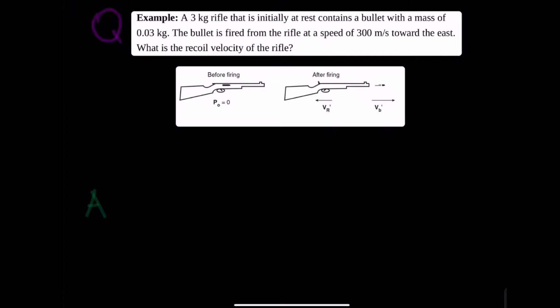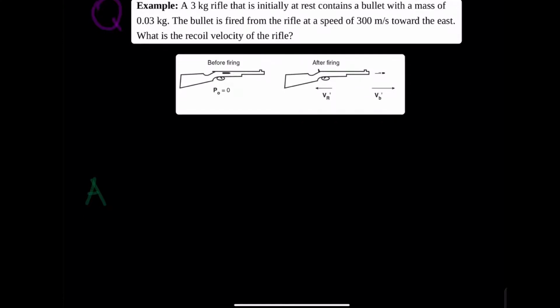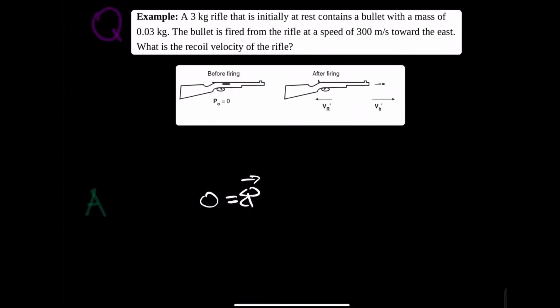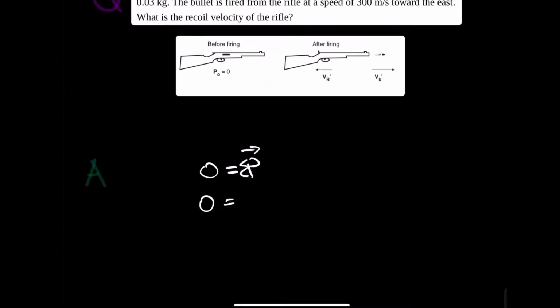A 3 kilogram rifle that is initially at rest contains a bullet with a mass of 0.03 kilograms. The bullet is fired from the rifle at a speed of 300 meters per second towards the east. What is the recoil velocity of the rifle? Okay, so we know that the total momentum is going to be equal to 0 because it was 0 at the beginning. So let's further solve this question.